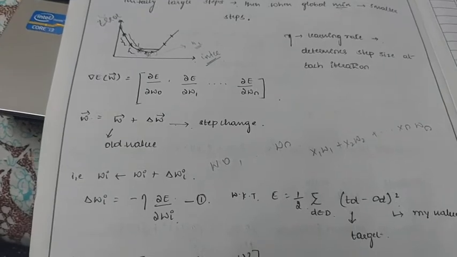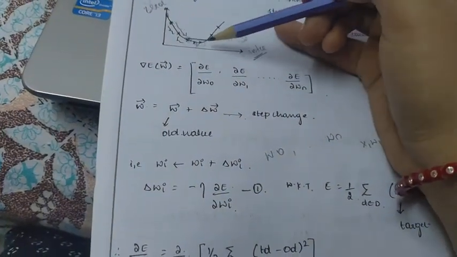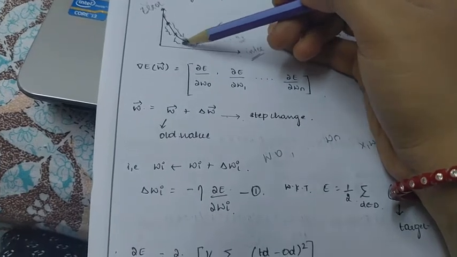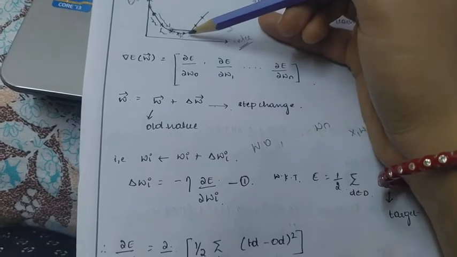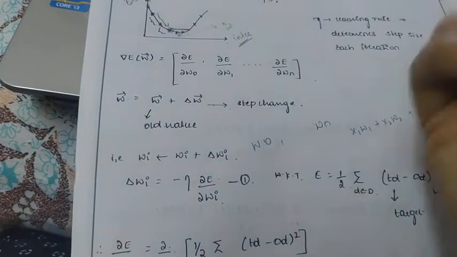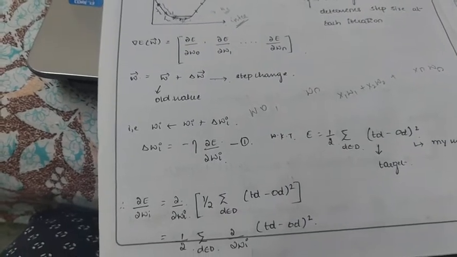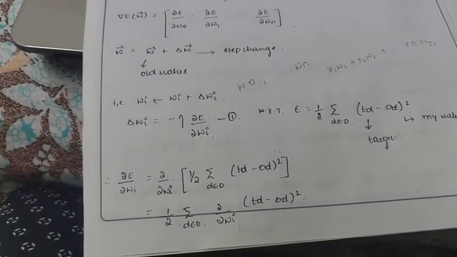Initially there should be a larger step size, as I told here, and when I am about to reach the global minimum, where I am getting a lower error, at that time I should move in smaller steps. So that is done with a constant parameter, that is the learning rate.